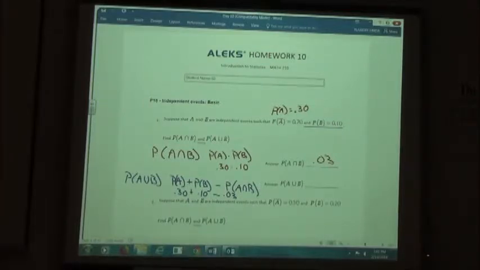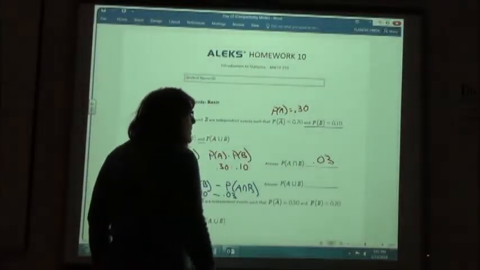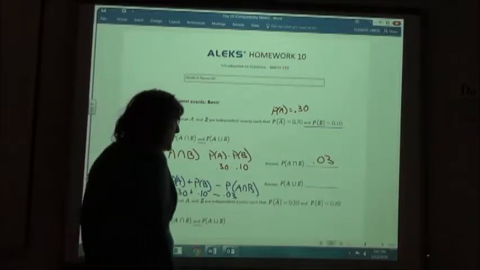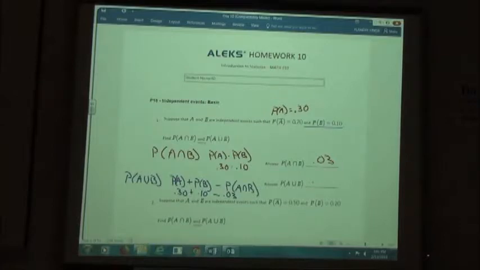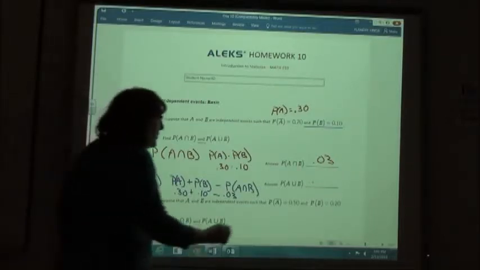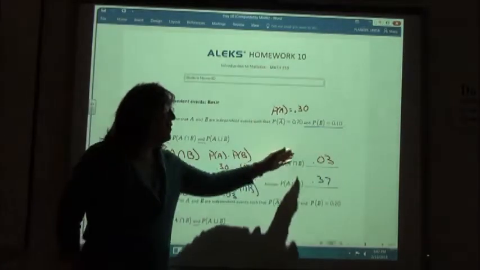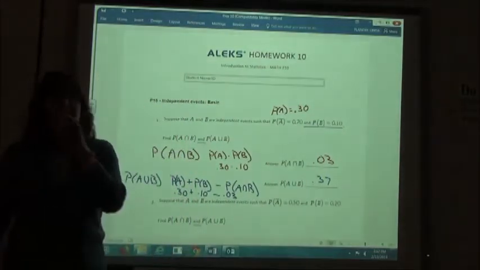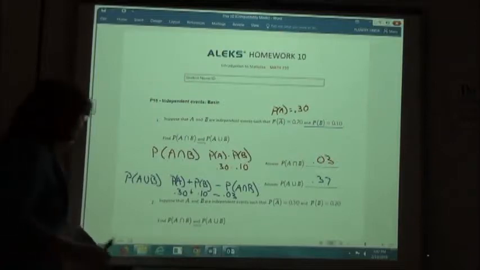And I would get 0.37. So we have a 3% probability that both of them will happen, A and B, and a 37% probability that either A or B will happen.